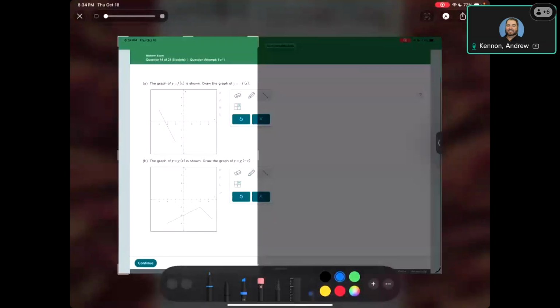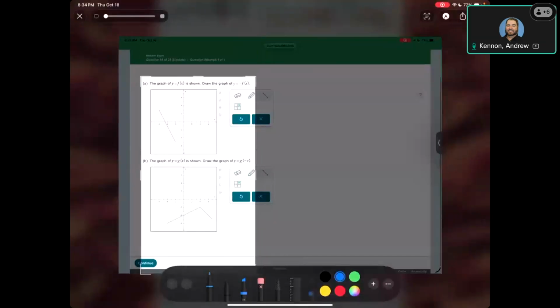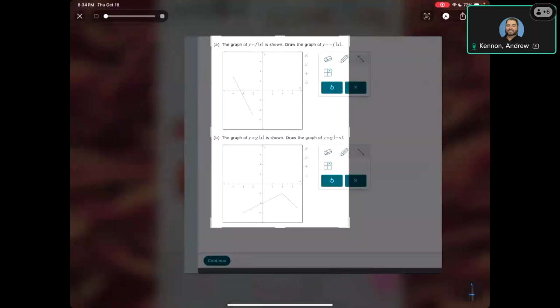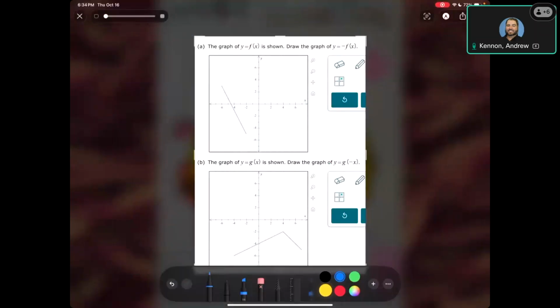When you multiply by a negative, it is going to reflect the graph. So a negative on the outside is going to do something up or down. It is going to reflect across the x-axis. It flips it up and down. So the way you do this is I'm going to flip it up and down.